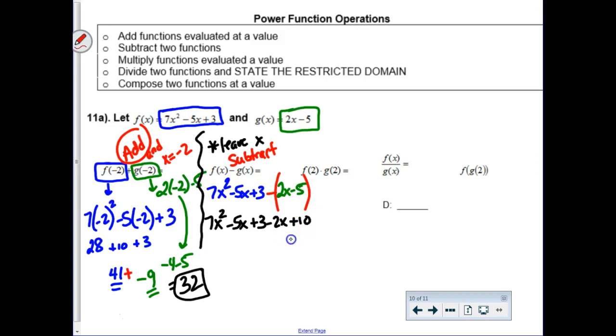And then when you come through and collect your like terms, which there's not a whole bunch of, just a couple, these guys get collected, right? So the final answer is 7x squared minus 7x plus 13.